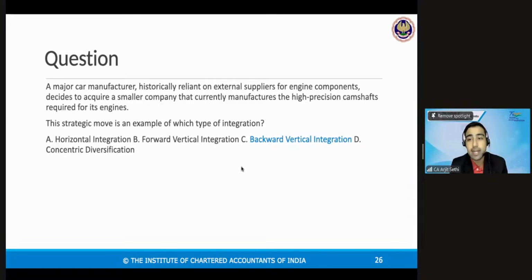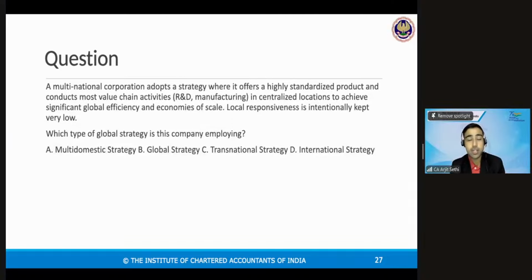Absolutely. It's kind of a raw material. The camshaft is a raw material, which earlier they were reliant on an external supplier. But now they bought a company which made that raw material. So they're going backward vertical and saying, okay, I don't have to be dependent on this supplier. I'll make it myself. But instead of making it myself, I'm just buying a company which makes it. Either way, right? So it's backward vertical integration. Okay, perfect. Let's go to the next question.